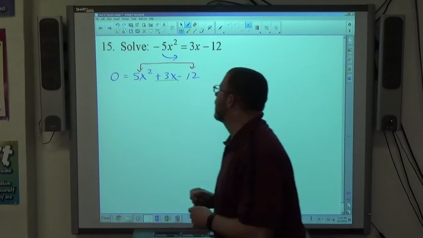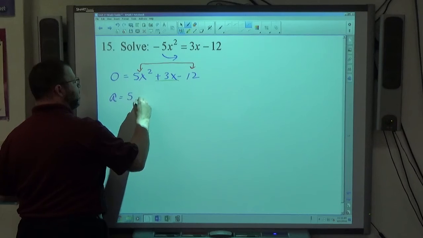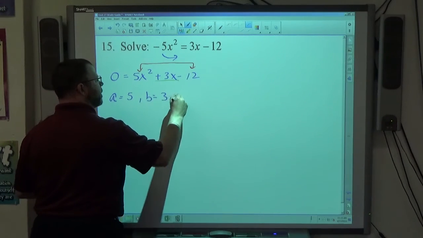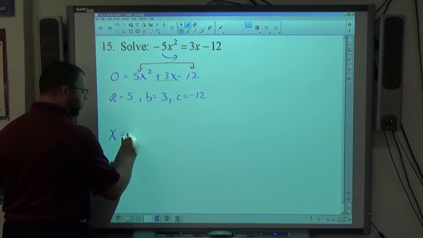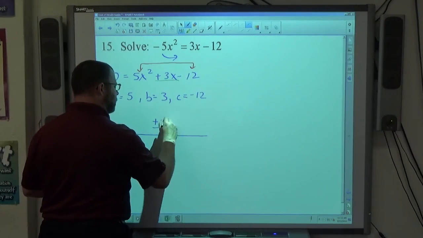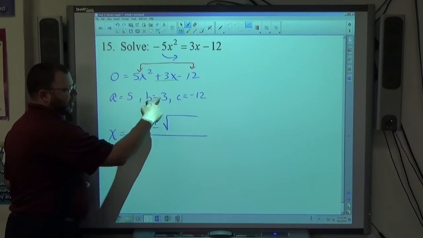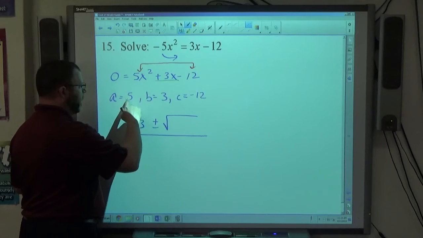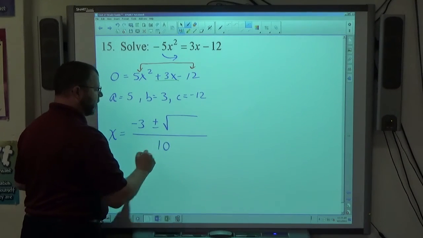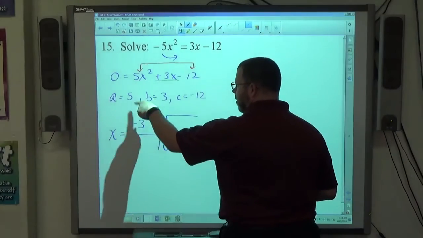So if we're going to go quadratic formula on this, if I let A equal 5, B is equal to 3, and C is equal to negative 12, my answer is going to be in the structure of something plus or minus the square root of something over something. The something that goes here is the opposite of B. So B is positive 3, so I put a negative 3. What goes in the bottom is 2 times A is 5, 2 times 5 is 10. Those two mentally, I think we can all handle. Change the sign, double a number.